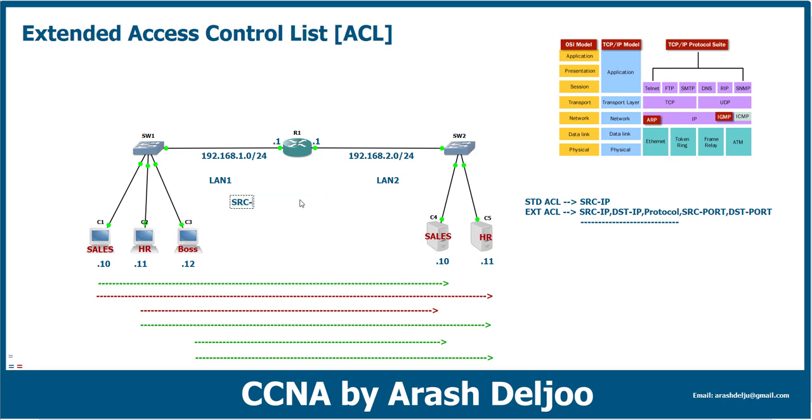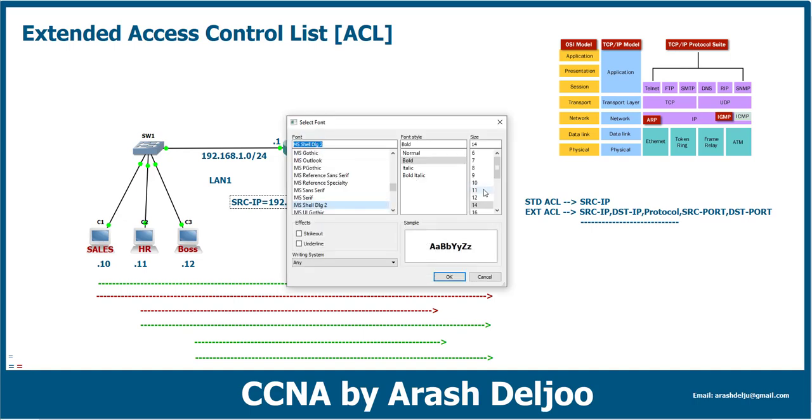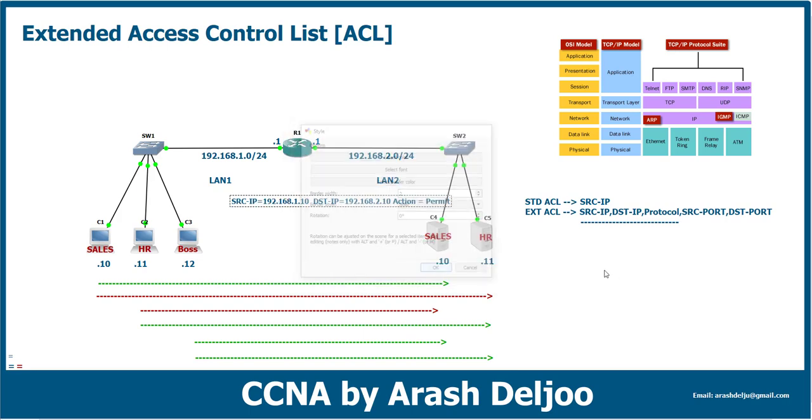If the source IP is 192.168.110 and destination IP is 192.168.210, the action is permit. This is the pseudocode. I will show you the real code or real command of the access control list configuration, but this is the pseudocode. Assume that here we have a command: if the source IP is 192.168.110, destination IP is 192.168.210, the action is permit.